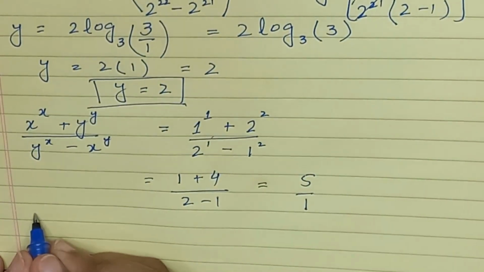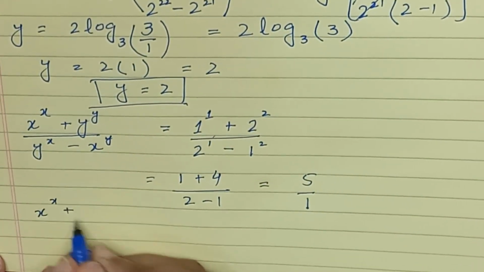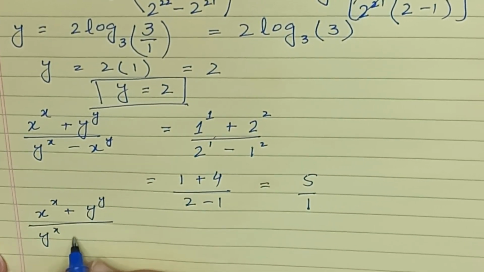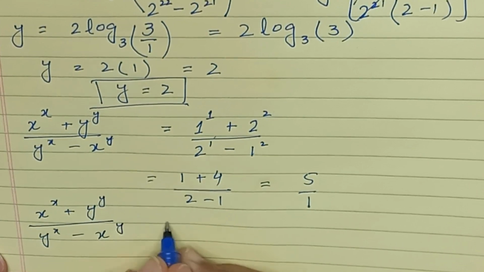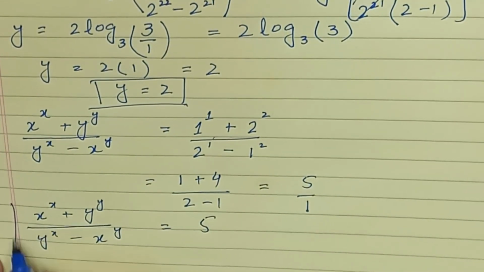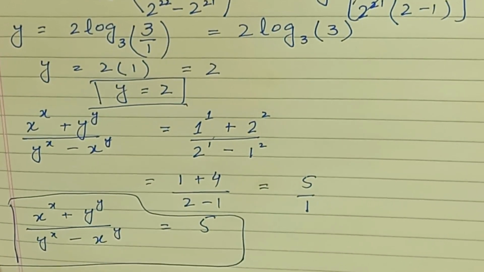So (x^x + y^y) divided by (y^x − x^y) is equal to 5 divided by 1, which is 5. So this is our final answer.